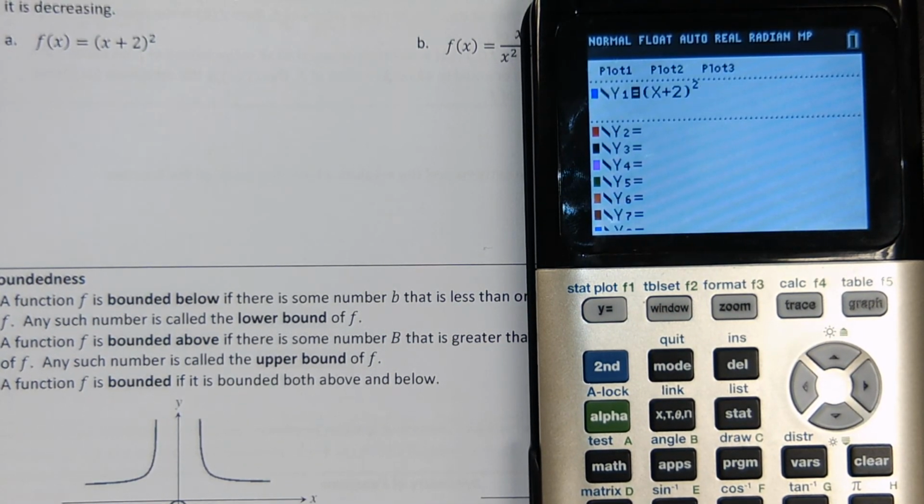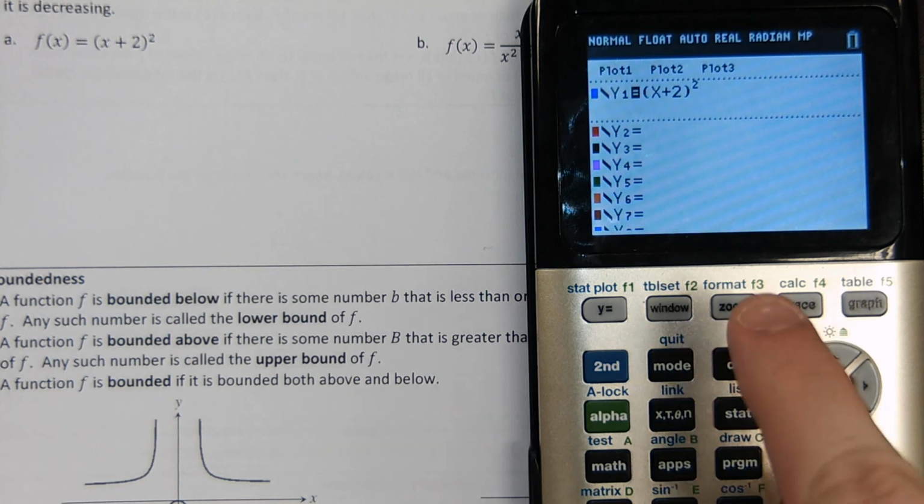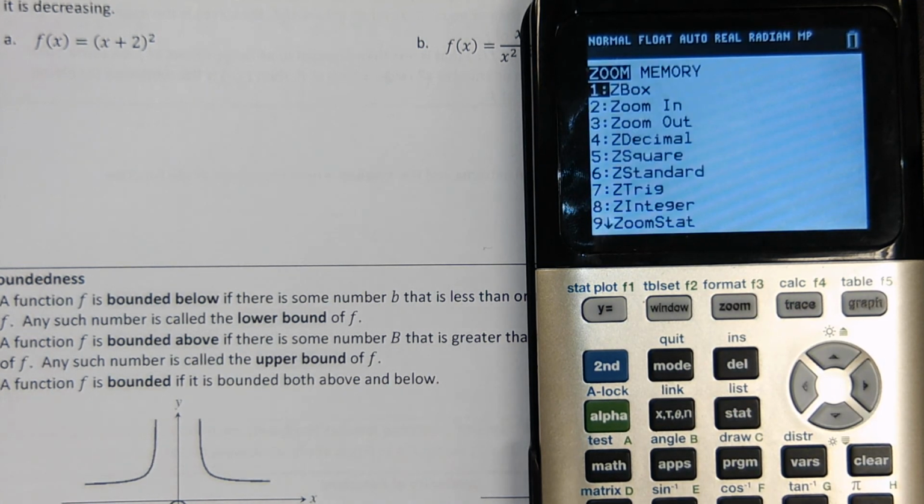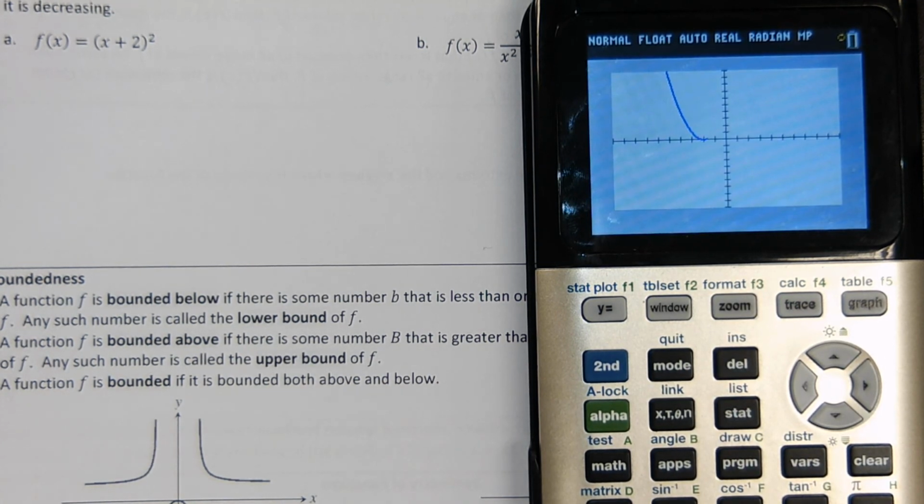I said this yesterday, but there's a good chance that the last time you graphed something, you had a custom window. So rather than wait for it to graph your curve in a weird custom window, I got in the habit a long time ago of hitting zoom and then typing the number 6. That way it takes me to a standard graph grid. What we've been asked to do is tell where this thing is increasing and where it is decreasing.